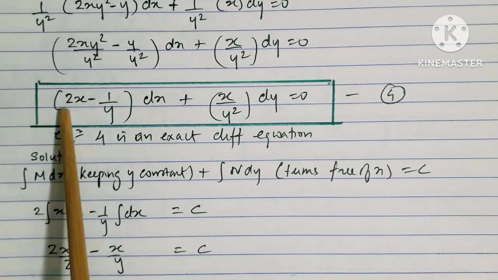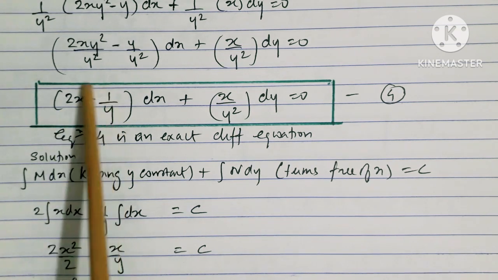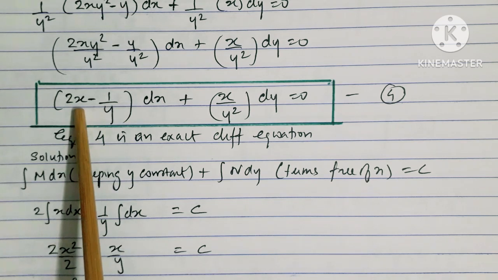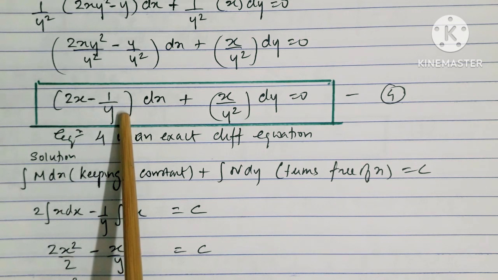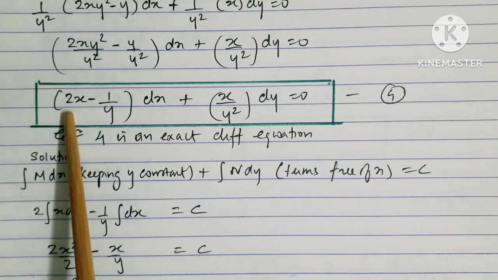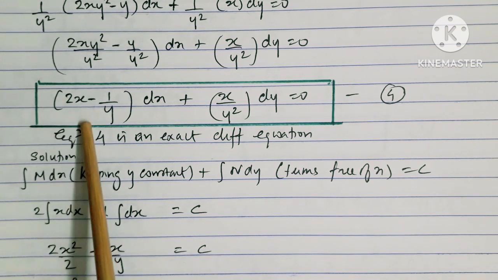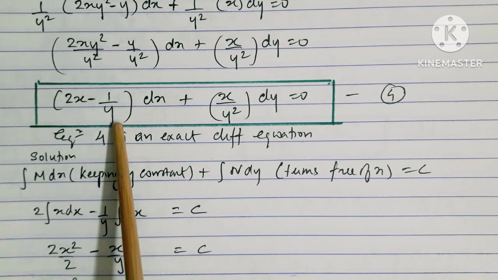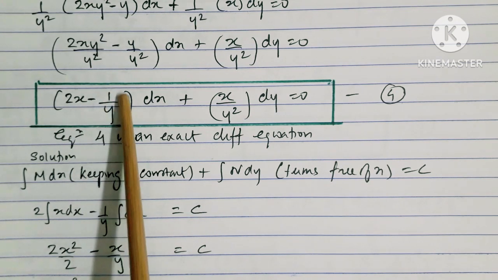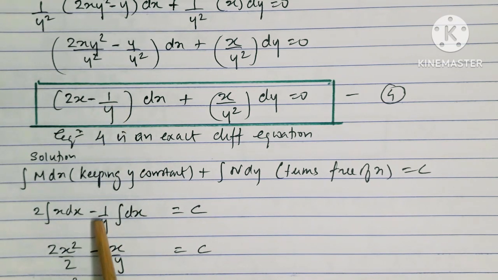Now, here m is 2x minus 1 upon y and we have to integrate m with respect to x treating y as constant. Now, the first term is 2x. Here 2 is a constant, therefore, we will be writing 2 outside the integral sign. So, this would be 2 integral x dx minus, the second term is 1 upon y and we have to treat y as a constant. So, we will have to write 1 upon y as a constant. So, we will have to write it outside the integral sign. So, this would be minus 1 upon y integral dx.